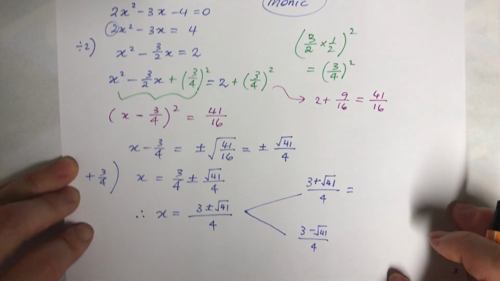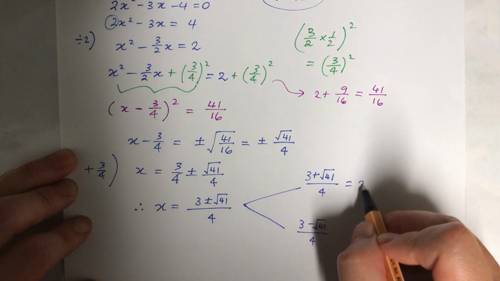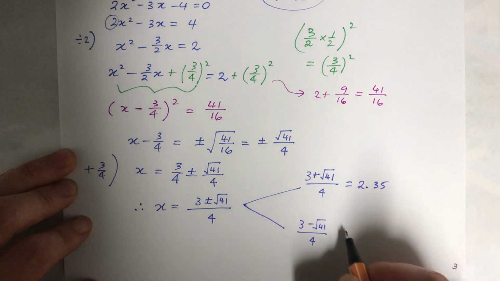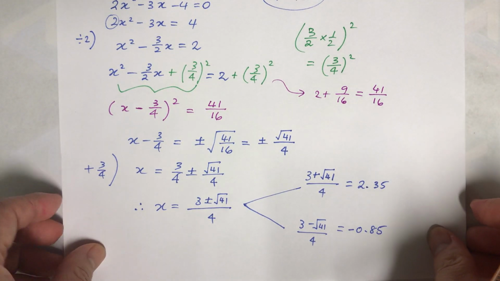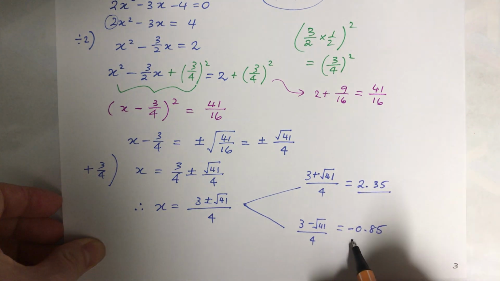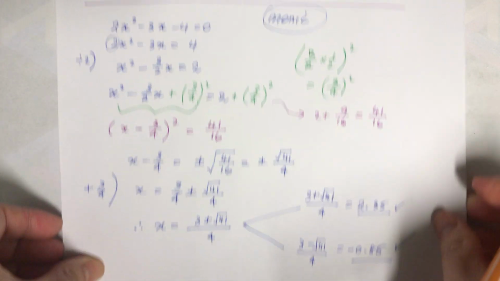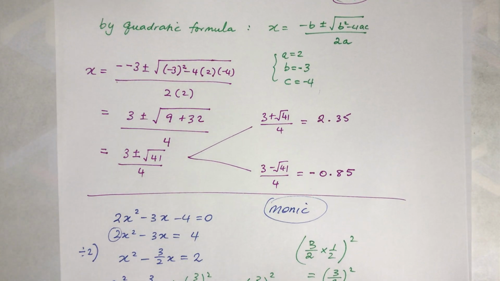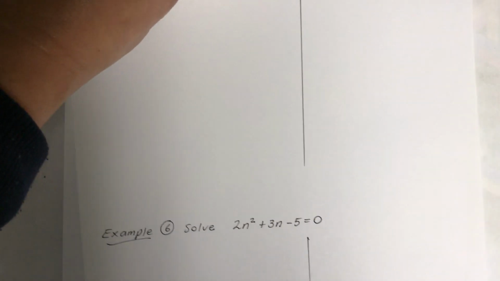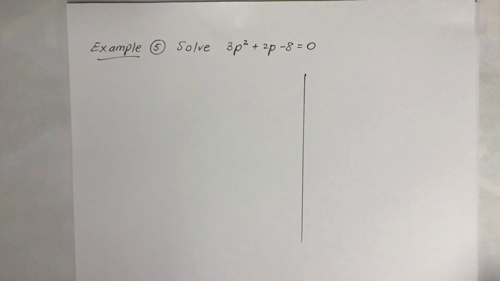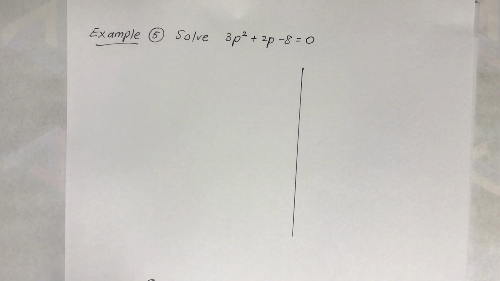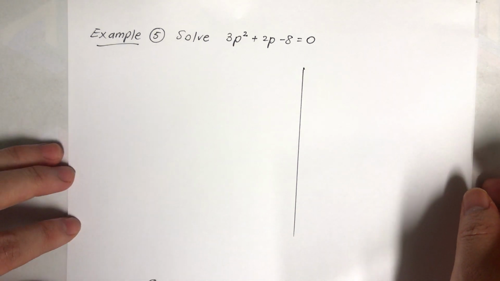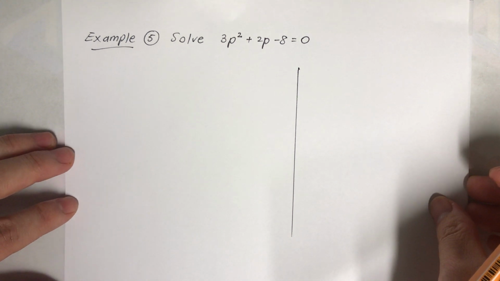That will be 2.35 or minus 0.85. Okay, so that's what we got, that and that. So that covers the last 2 parts of the question. The next 2 questions are just practice for when it's not monic.